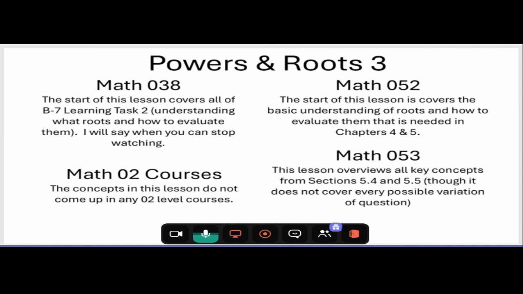For Math 052 and 038, again, the first little bit of this lesson will be useful. For 052, both in chapters 4 and 5, you will run into some situations where you have to be able to take square roots and understand what they mean. For Math 038, there is a section there, B7 Learning Task 2, where you do some basic square root stuff. I will say for 052 and 038, I will say when in the lesson. You don't really need to watch anymore unless you're interested and want to. Then, of course, you're welcome to.